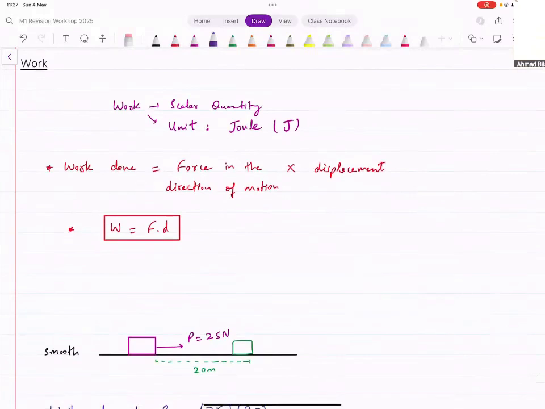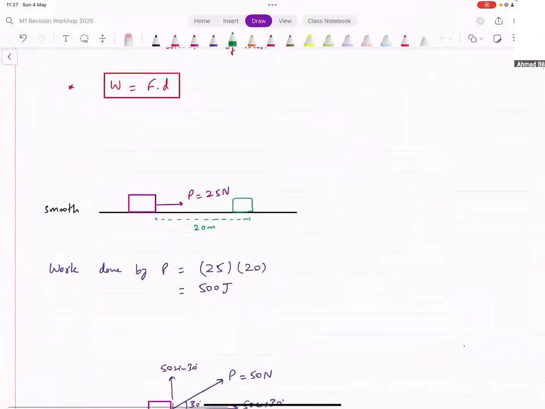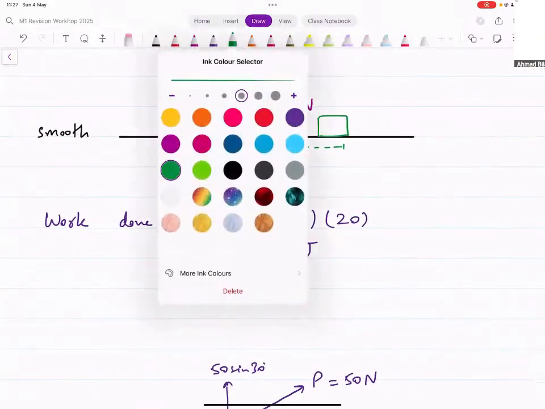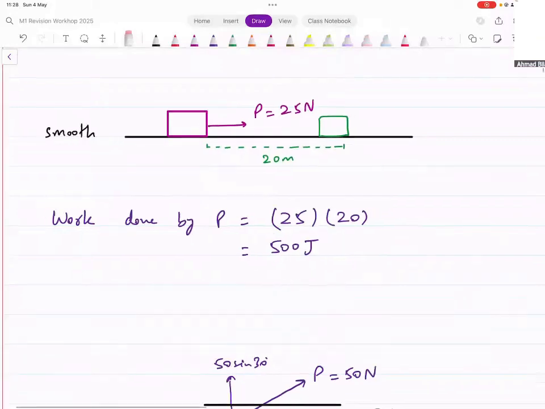Now, work is the first one that we're talking about. It has a unit that's called joule, represented by this letter J. Work is defined as force in the direction of motion times the displacement, or W equals F times d. If you have a force acting like this, 25 newtons, making an object move by 20 meters to the right, the work done by this is 500 joules.